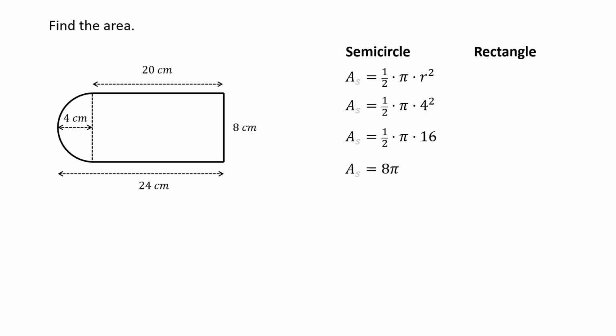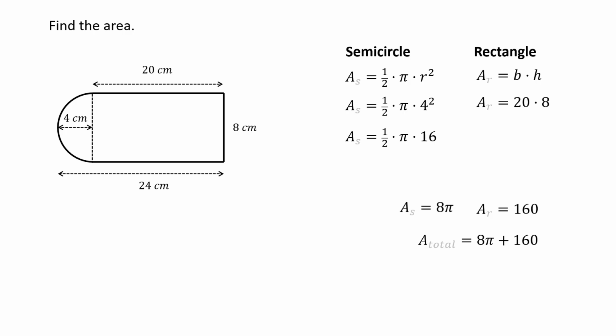Let's turn our attention to the rectangle. Here's the area formula for a rectangle. Plugging in the base and height gives us that area. But of course we want the total area, so we're going to take those two partial areas and add them together, and that would be the total.